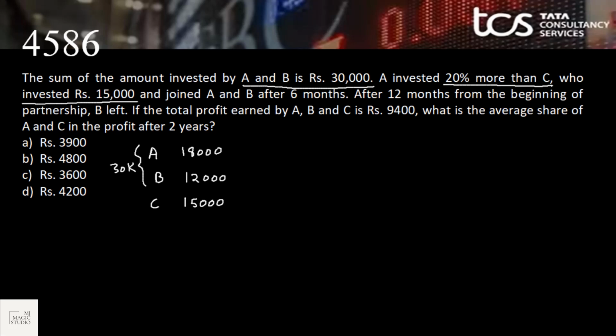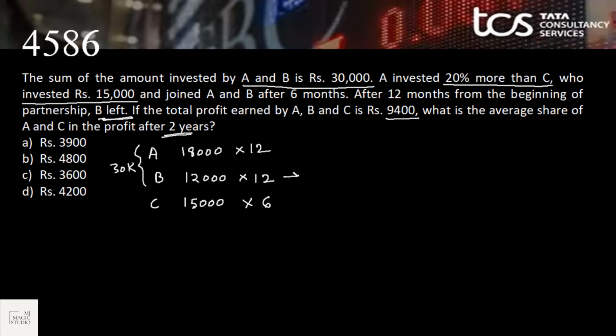C joined A and B after 6 months. That means A is there for 12 months, B is there for 12 months, and C is there for only 6 months in the first year. After 12 months from the beginning, B left. If the total profit earned is 9400, what is the average share of A and C in the profit after 2 years? B left after 1 year.